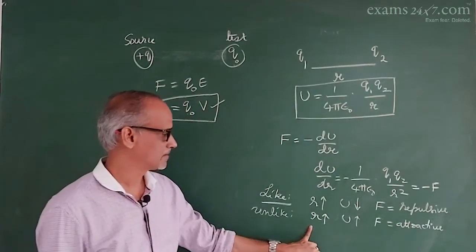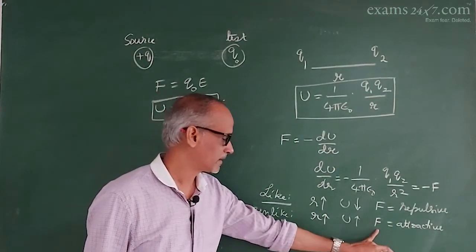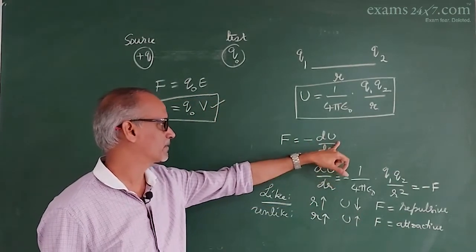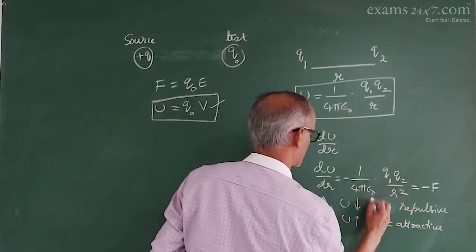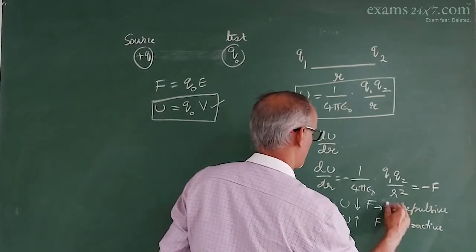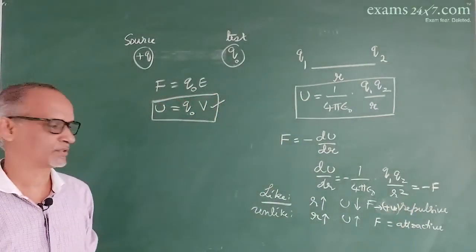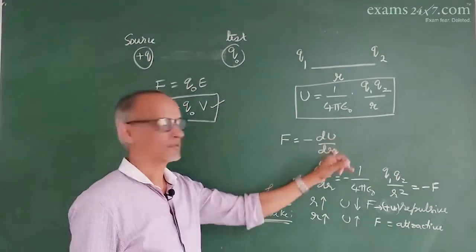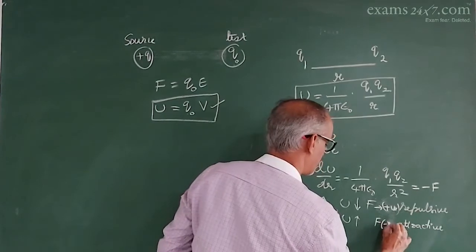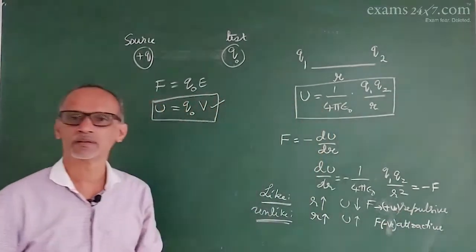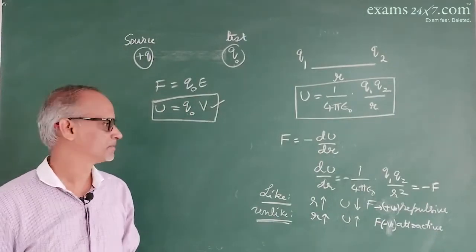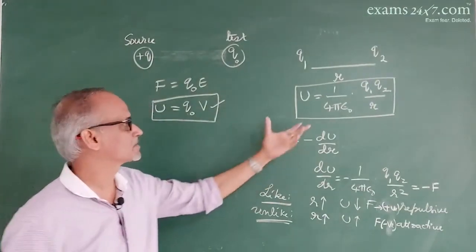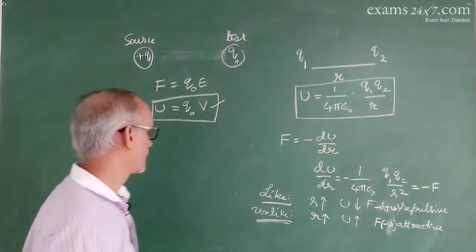If R increases and U decreases, then F becomes positive. F is positive, so positive means it's repulsive in nature. And if R increases and U also increases, then F is negative. When F is negative, the force is always attractive in nature. So this is the energy stored in a charge at a particular point. This is the energy stored in the system of two charges.